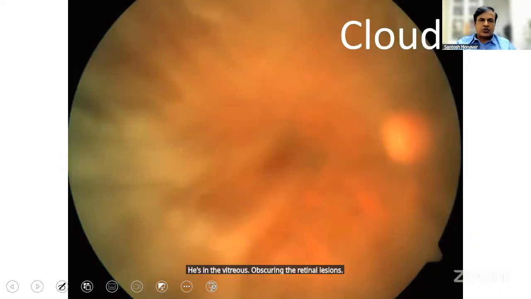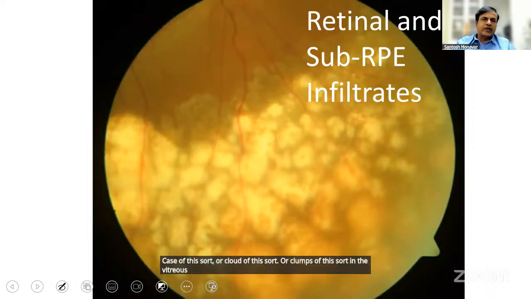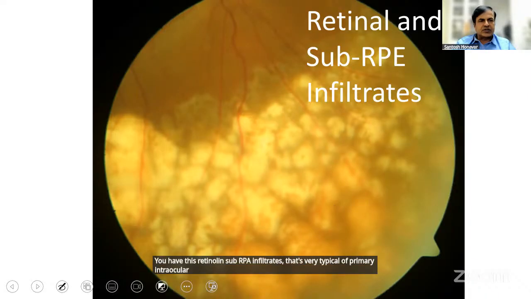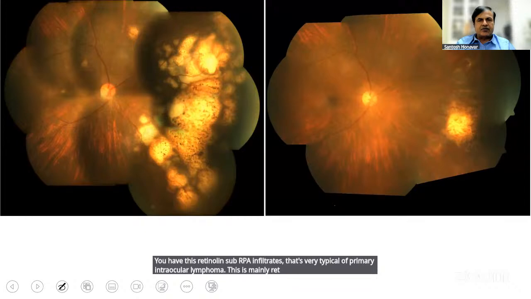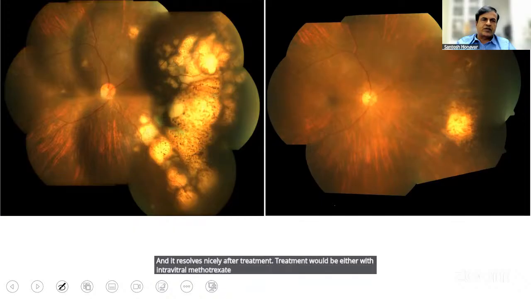So if a patient were to present with a haze in the vitreous, obscuring the retinal lesions, haze of this sort, or cloud of this sort, or clumps of this sort in the vitreous, along with that, you have this retinal and sub-RPE infiltrates. That's very typical of primary intraocular lymphoma. This is mainly retinovitreal manifestation, and it resolves nicely after treatment. Treatment would be either with intravitreal methotrexate or external beam radiation.